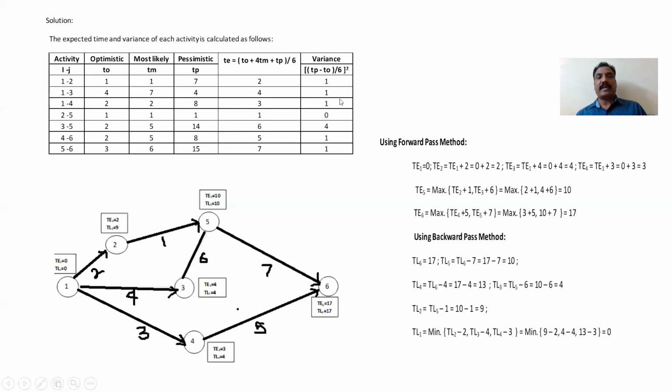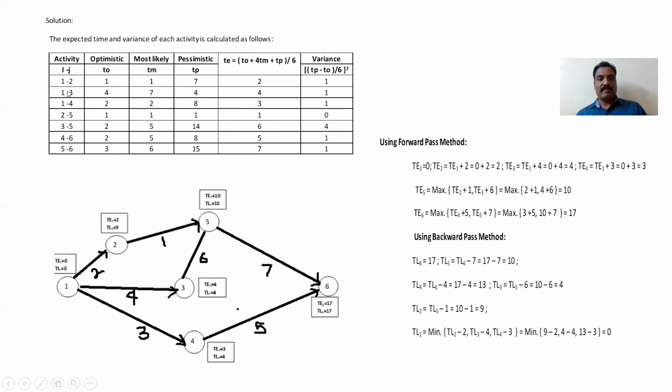Then variance also we are calculating. Variance formula is TP minus T0, divided by 6, whole squared. That is TP minus T0 by 6, whole square. So that will give you the variance of the activity. So once you complete this table, then we have to draw the network diagram. So first you draw the network diagram.